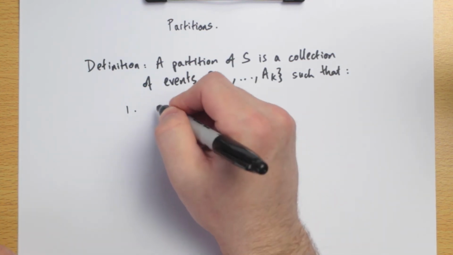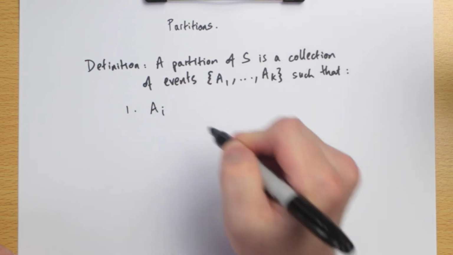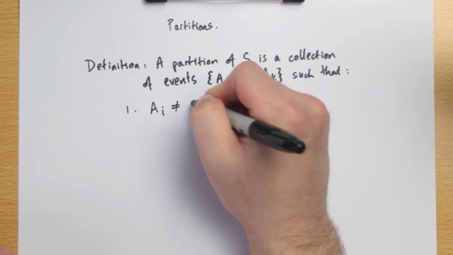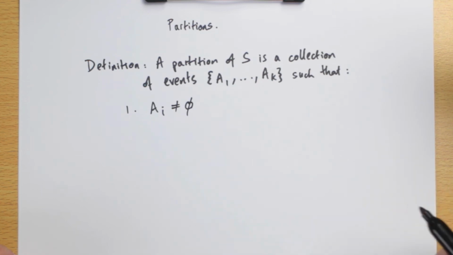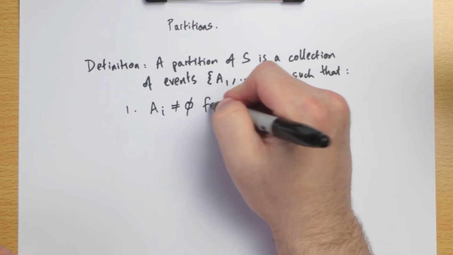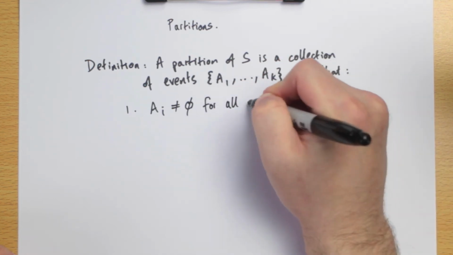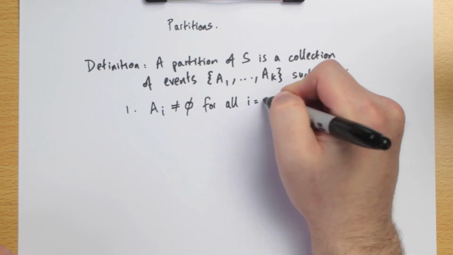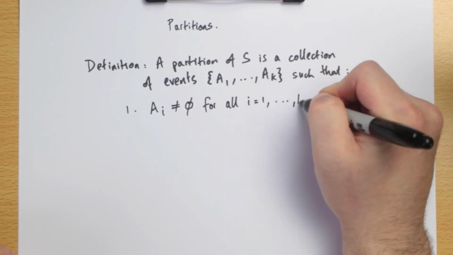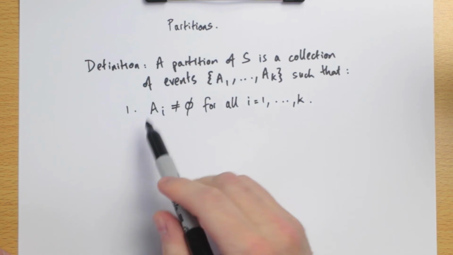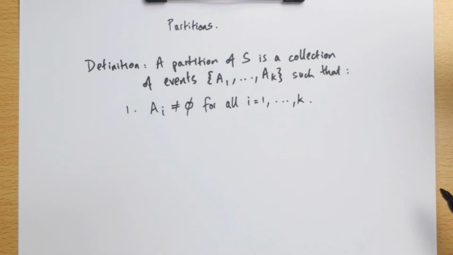So how could we write this? We could write A_i is not equal to the empty set, for all i equals 1 all the way through k. So that's one way of saying every piece has something in it.